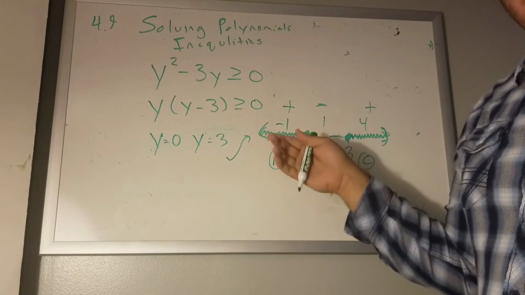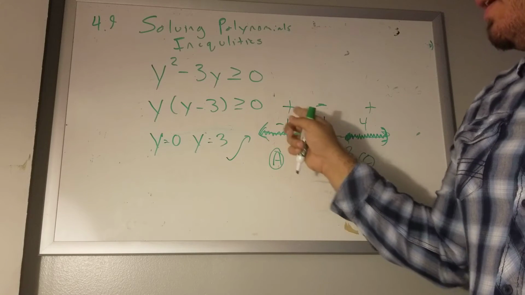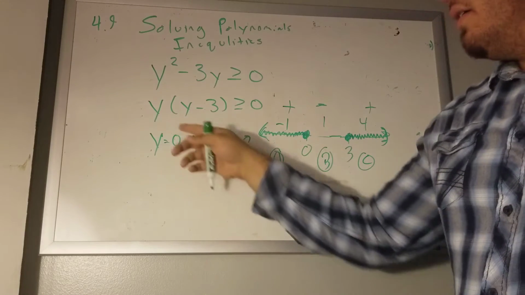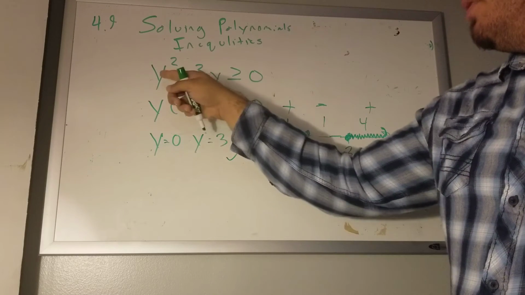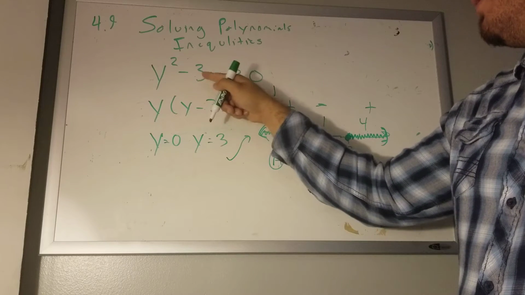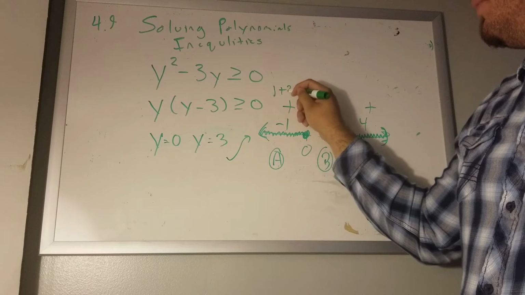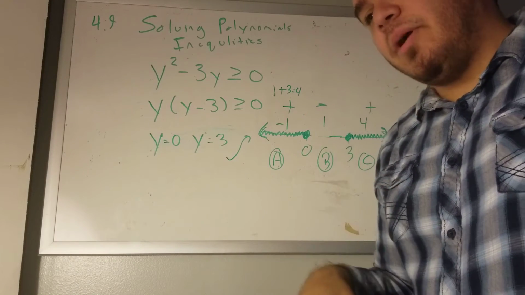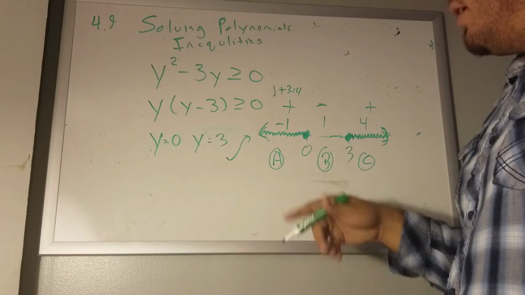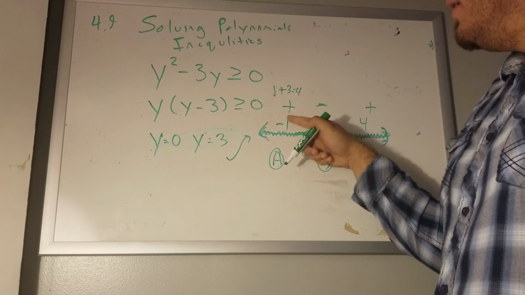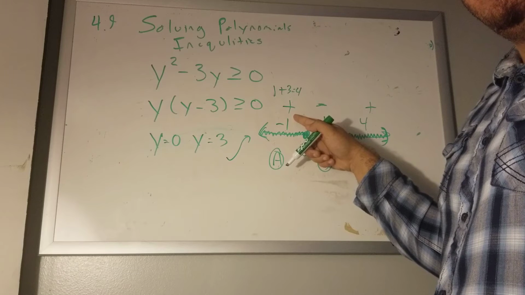So -1 works. So I took a -1 and plugged it into the original. You could technically also plug it into the factored form. -1 squared is a +1. And then -3 times -1 is +3. So that ends up being 4. The key thing is I don't really care about the number I get. What I really, really do care about is the sign. So the thing was +4. So that's a positive number.